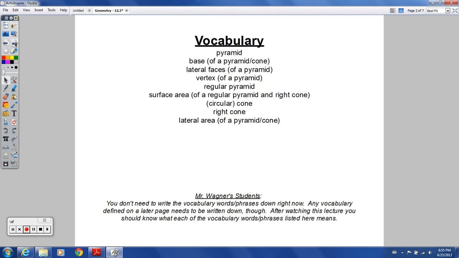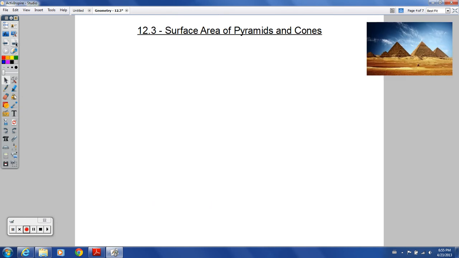Let's get started with talking about surface area of pyramids and cones. So let's get into some definitions first. We'll start with pyramids and then we'll check out some stuff about cones as well. And so what is a pyramid?